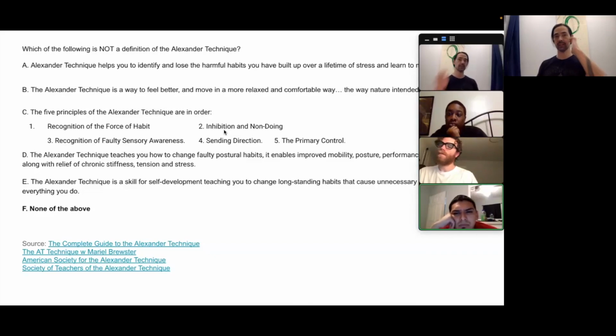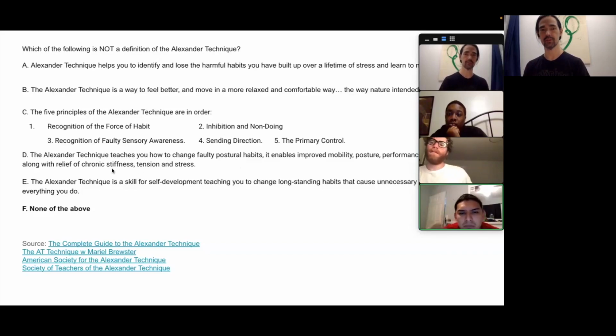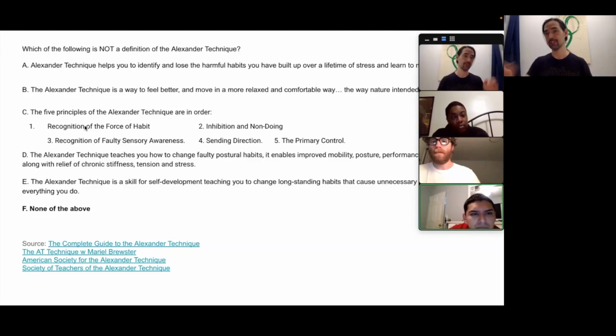And as we get into it a little bit further, you'll start to see why, I hope. If we pick any one of these definitions, you should see a little bit more why. So Alexander teaches you how to change faulty postural habits. What do you have to do in order to change a faulty postural habit? You have to recognize the force of habit. You have to recognize that the habit exists. Like if I reach for something and do this every time I reach for something, this is the force of habit. The force of habit is another phrase for unconscious pattern of movement.